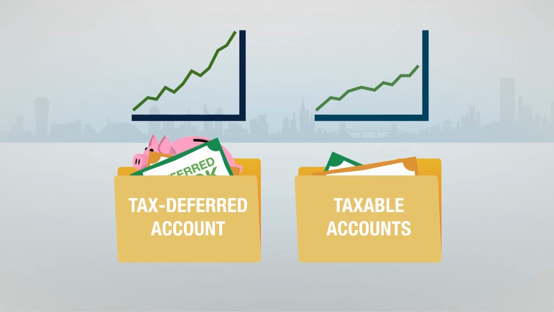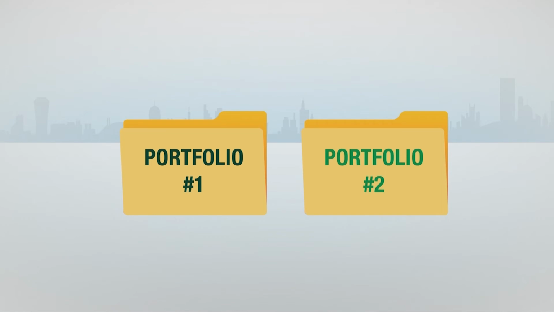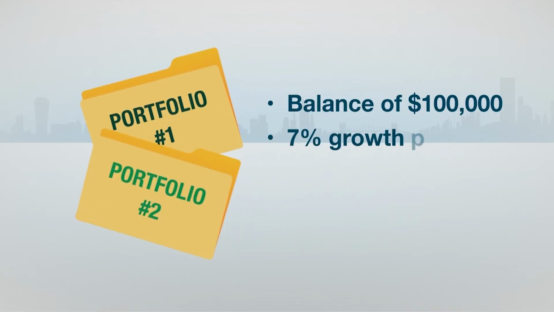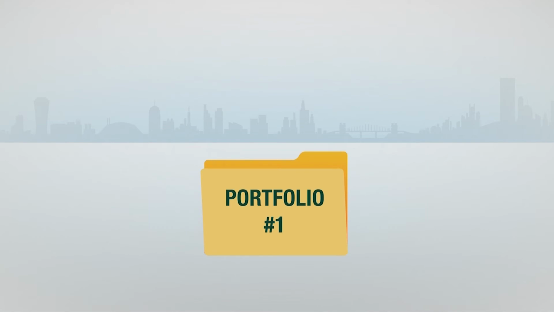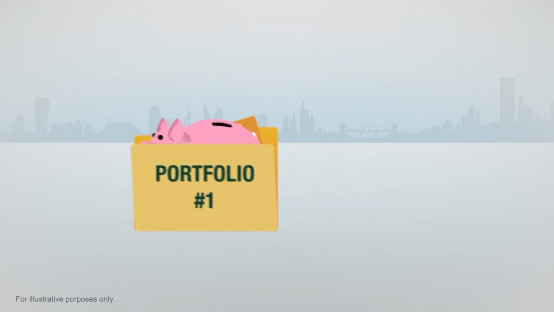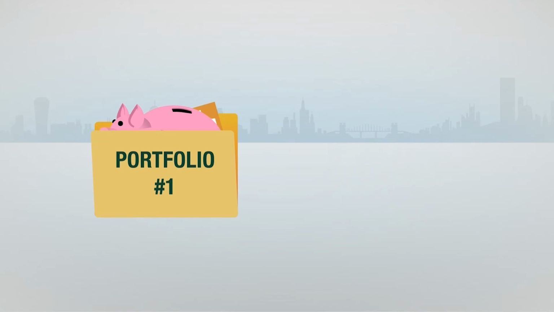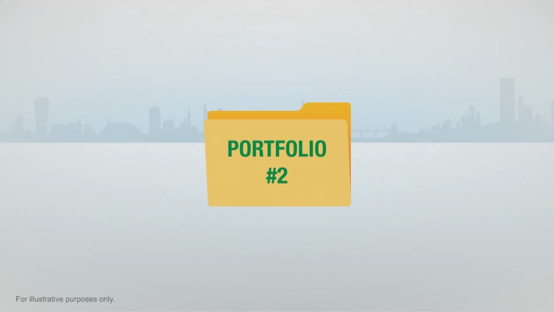To better understand how taxes impact the growth of a portfolio, let's look at two portfolios that manage taxes differently. Suppose that two taxable portfolios start with a balance of $100,000 and grow 7% every year for 30 years. After paying taxes, gains are reinvested in each portfolio. The first portfolio holds tax-inefficient investments such as junk bonds and money market accounts. Let's suppose gains on these investments are taxed at 28% every year before reinvestment. After 30 years, the portfolio would grow to $437,161.